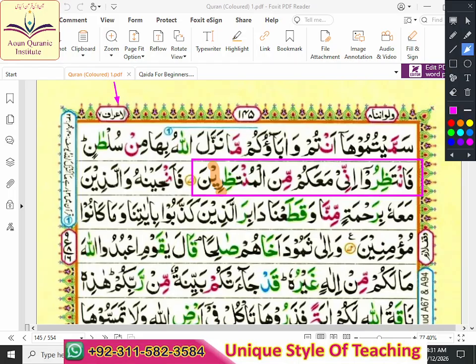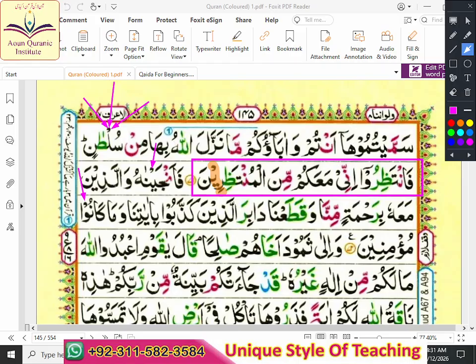When any letter has this sign, it means this letter is now a sakin letter. The sign's name is sukun. Any letter with a sukun sign is called sakin. You can also call it jazm. Any letter with jazm is called a sakin letter. Is that clear? Is it easy now?